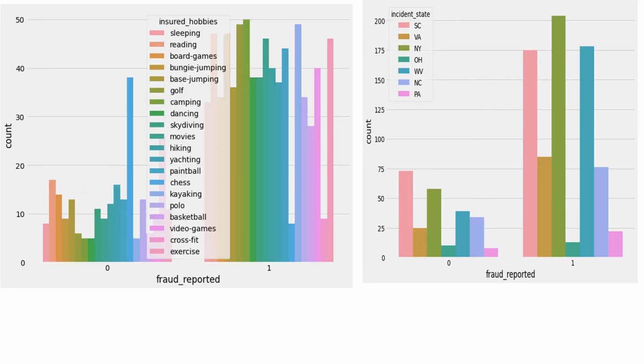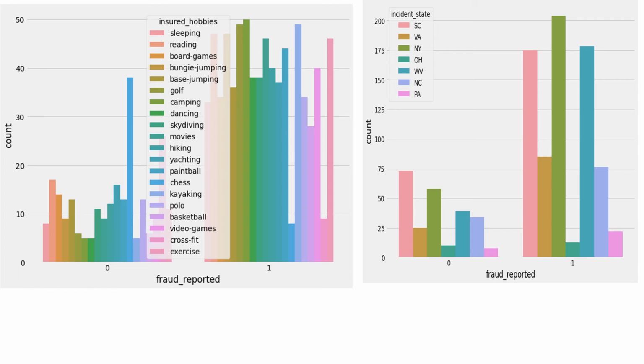Here we have two graphs. Those two graphs are based on the fraud reported. The first one is based on hobbies. We have different types of hobbies: sleeping, reading, board games, golf, skydiving, movies, polo, and so on. But the people who play chess, based on my data set, are the people that claim a fraud.